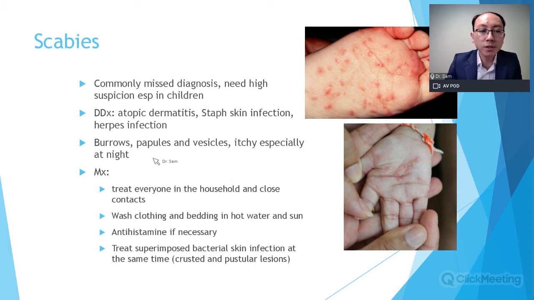First, you need to look for the burrows. This is a typical finding: burrows, papules or vesicles, and normally the patient will be very itchy, especially at night. So we can look at the photos, especially at this baby's legs. There are multiple burrows, which are papules.